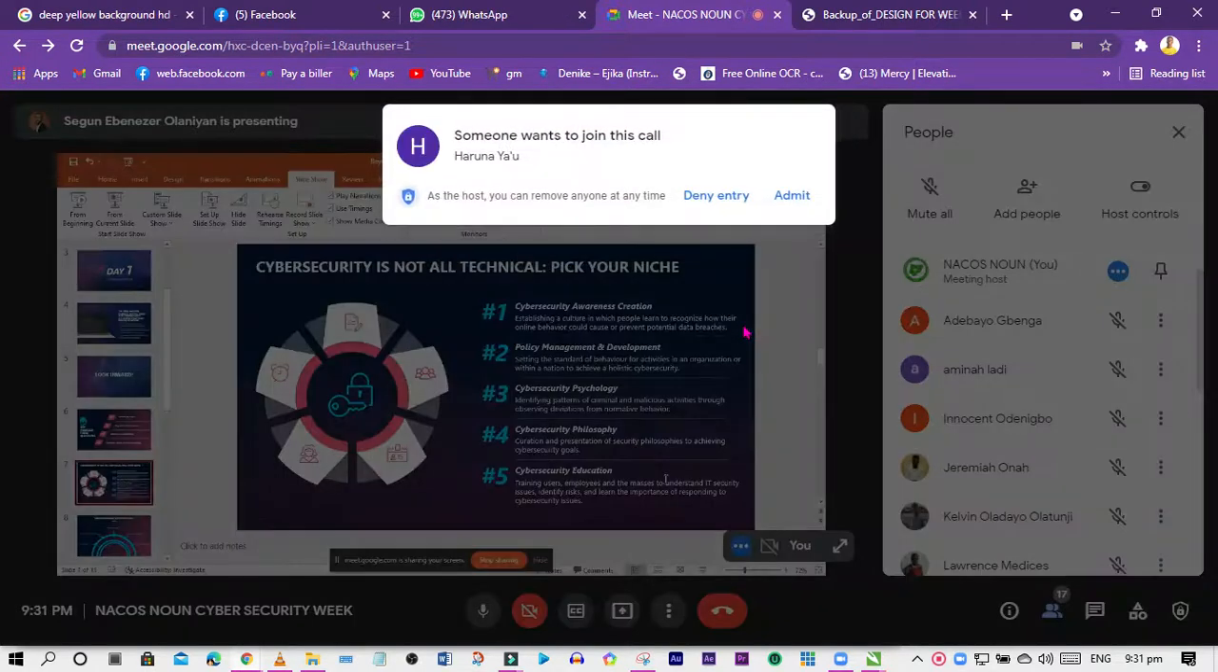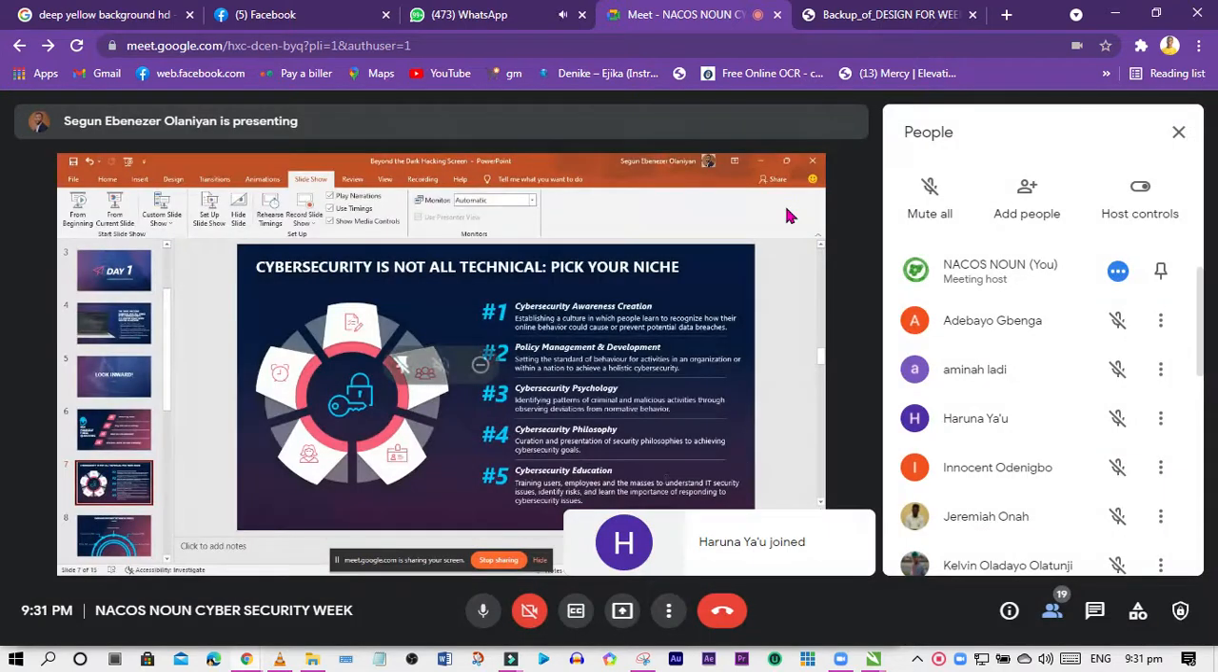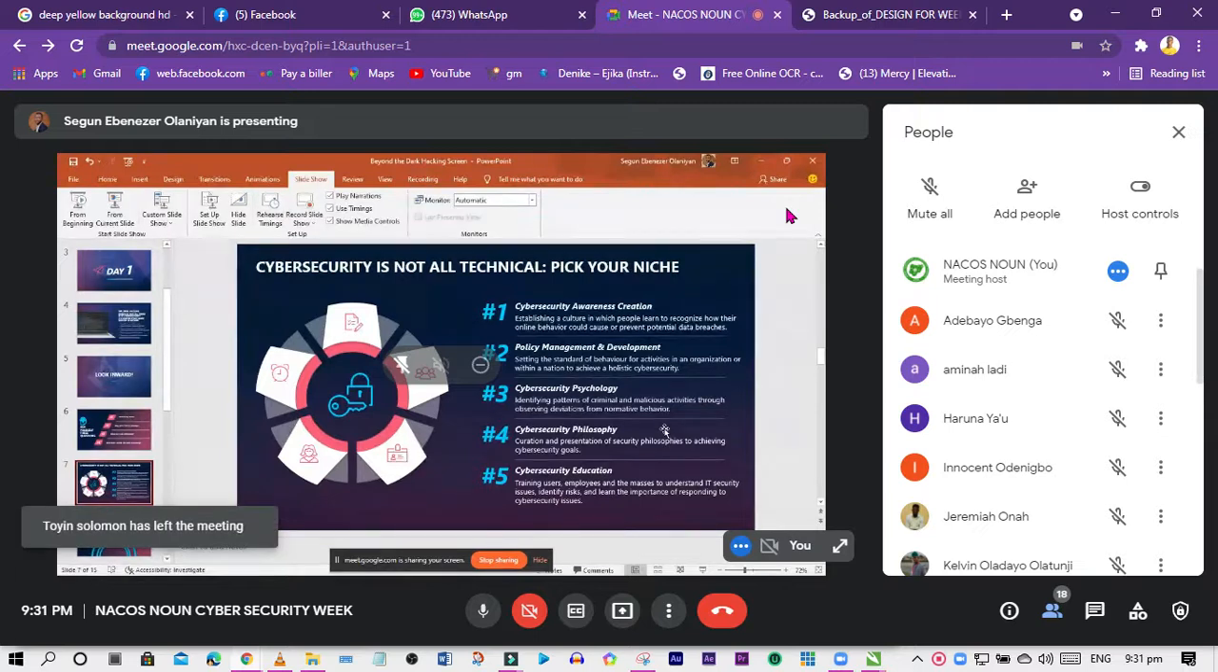So the second domain I want to talk about is policy management and development. Setting the standard of behavior for activities in an organization or within a nation to achieve a holistic cybersecurity. There are some people that all they do is cybersecurity policy development. Those people never sit to hack anything.